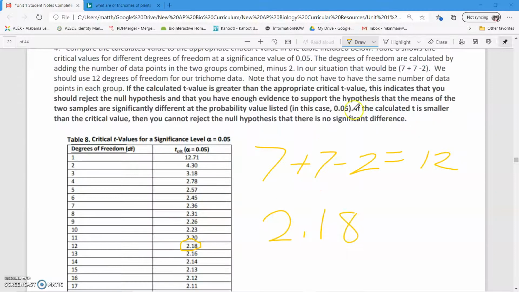2.18. Now, similar to the chi-square test, if the calculated t-value is greater than the appropriate critical t-value, this indicates that you should reject the null hypothesis and that you have enough evidence to support the hypothesis. That means that the means of the two samples are significantly different at the probability value listed. If the calculated t is smaller than the critical value, then you cannot reject the null hypothesis. There is no significant difference.